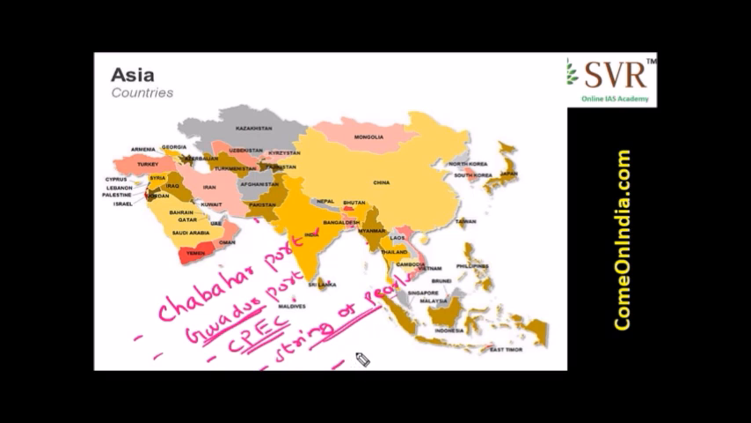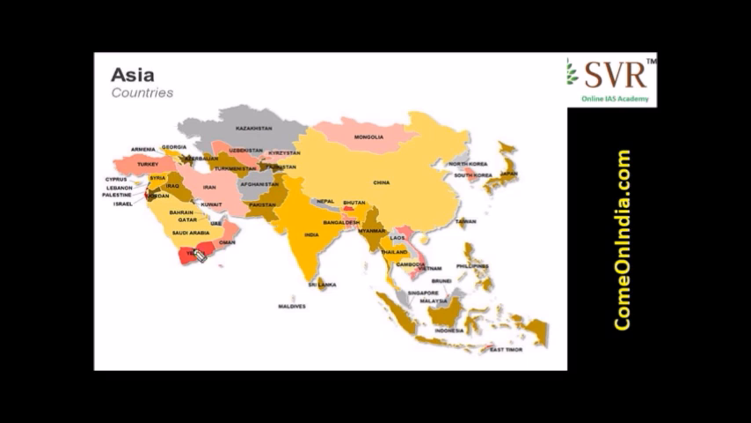And why India has less trade volume with respect to Central Asia, Eastern Europe, and with Afghanistan? Why we are unable to increase our trade volume with these regions, and so on. So this topic is very important for GS paper 2 foreign policy. So let's start the video lecture.